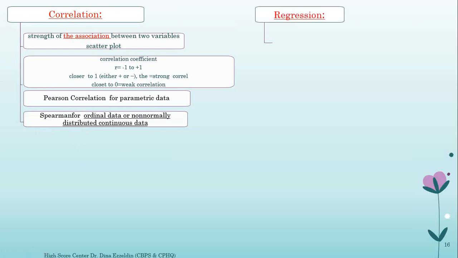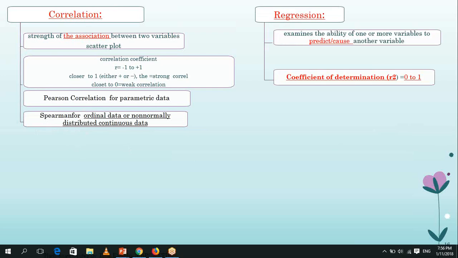The regression. Sorry, I don't know if the recording was stopped or not, so I will say again about regression. Regression is the causal relationship. It asks if there is a causal relationship between two variables or not, like lung cancer and smoking. It may be one variable, or more variables, like diabetes caused by obesity, more sugar intake, and age.